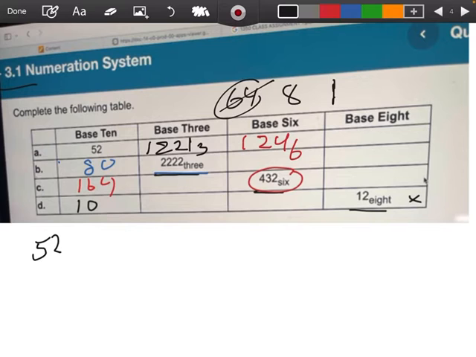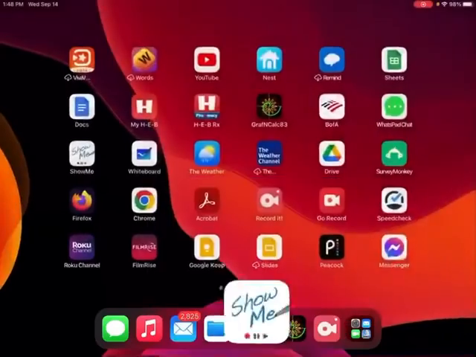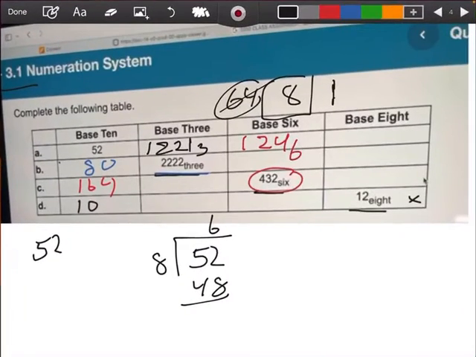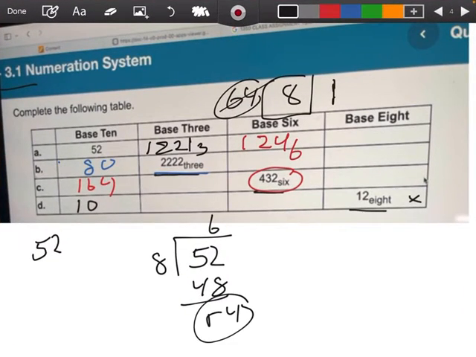So I'm going to take my number 52, and I'm going to divide it by 8, and that's going to go in 6 times. That's 48, okay? So if I wanted to know what is 52 minus 48, that's going to give me 4, okay? That's my remainder, okay? So I'm going to use the number 6, and then my last number is my remainder, and that's in base 8, okay?